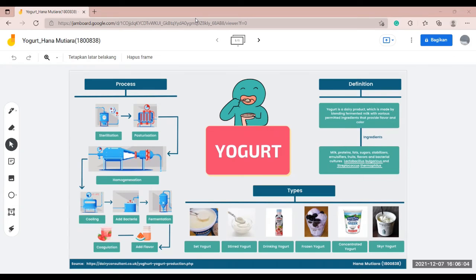Okay, thank you to Ms. Fania for the opportunity, and also thank you to Ms. Hana for your awesome presentation. Here I want to ask, in making yogurt, to make a good yogurt, is it better for us to cover it tightly or close it, but not too tight, because we know that when making yogurt, it produces gas, right? So that's my question. Thank you.